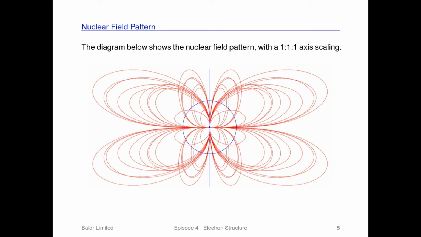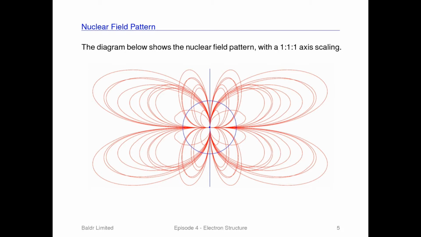Now that we've described the electron shells and their energy levels to you, we can actually start to explain where the electrons exist within the atomic structure. Here we show you a 3-dimensional diagram of the electromagnetic fields produced by the protons and neutrons within the nucleus. The first important thing to note here is the scaling of the diagram, which is 1 to 1 to 1, i.e. it's not been stretched in any of the 3 dimensions.